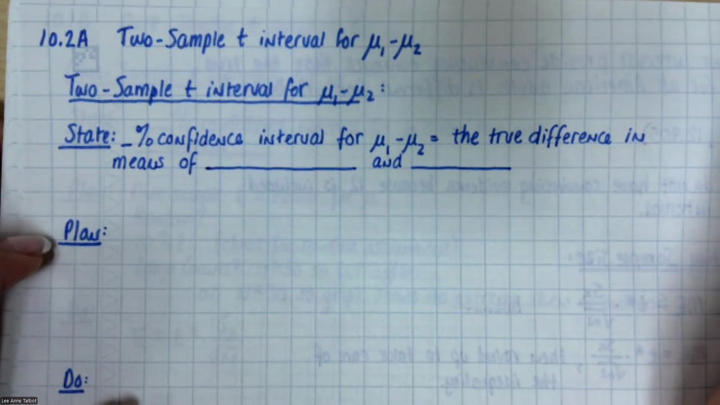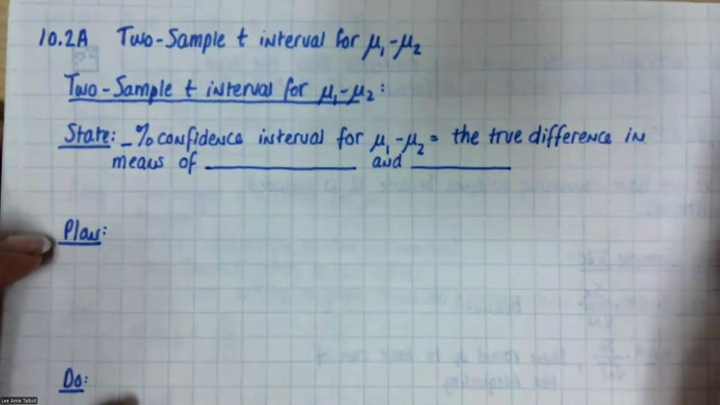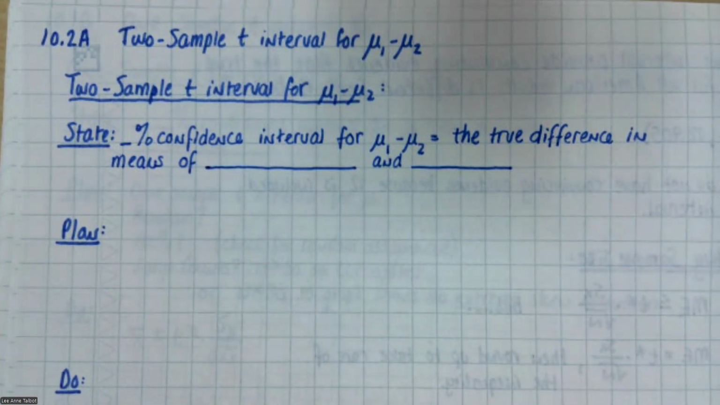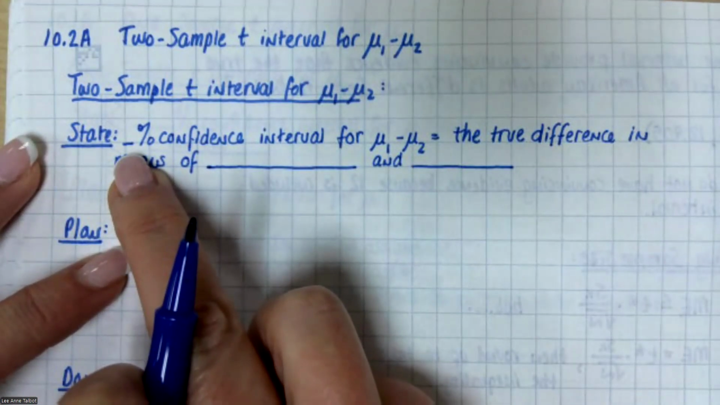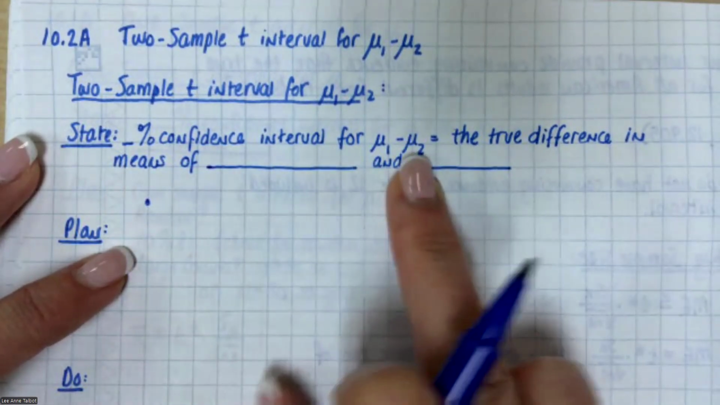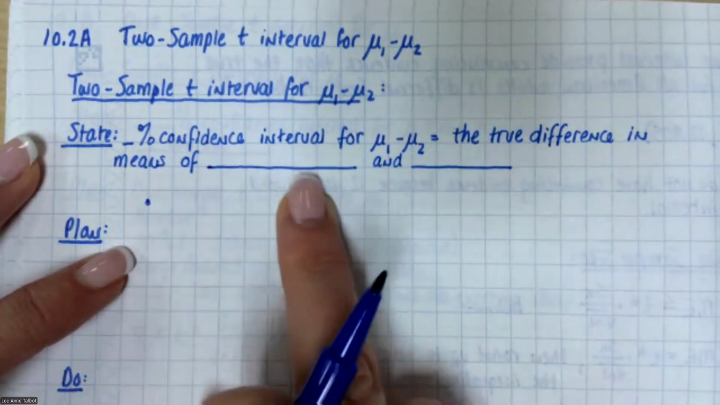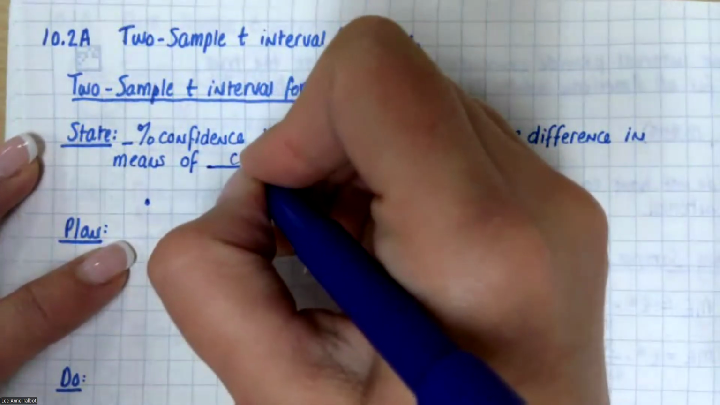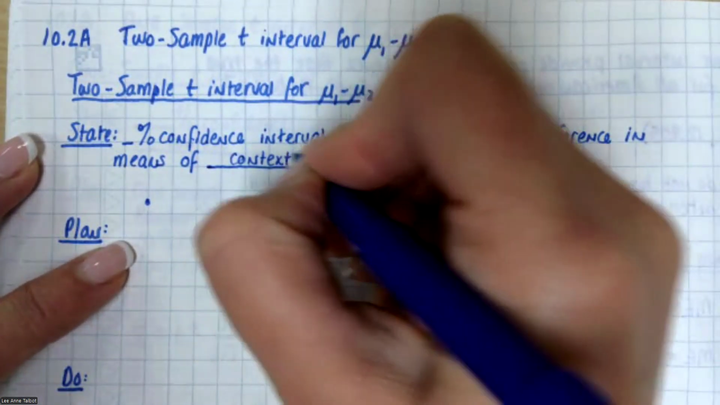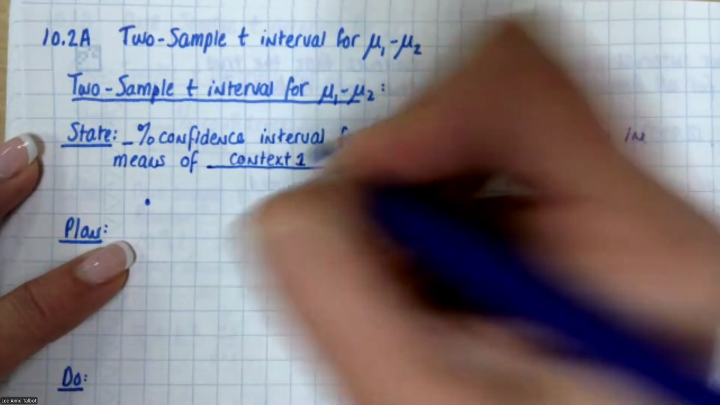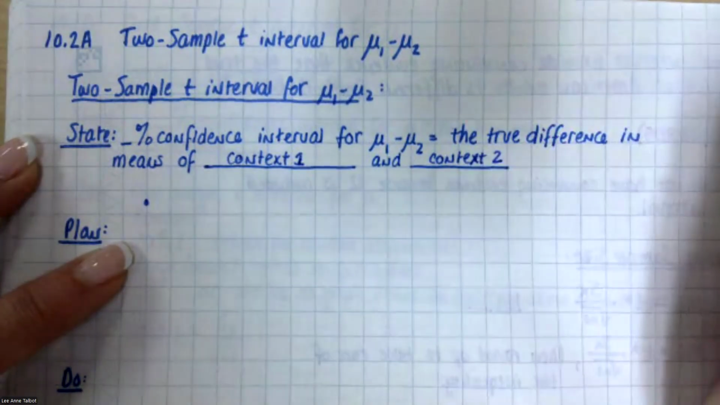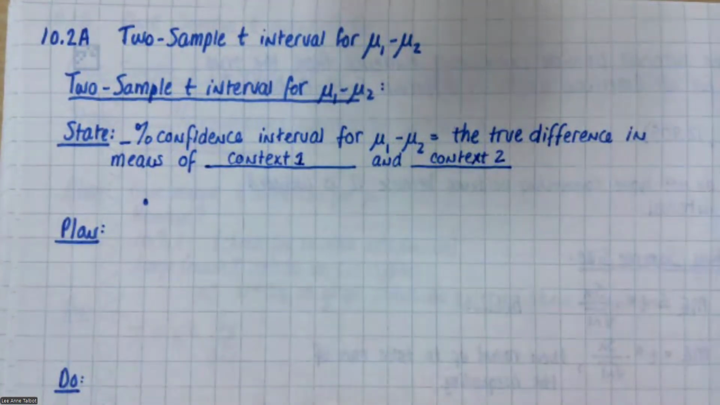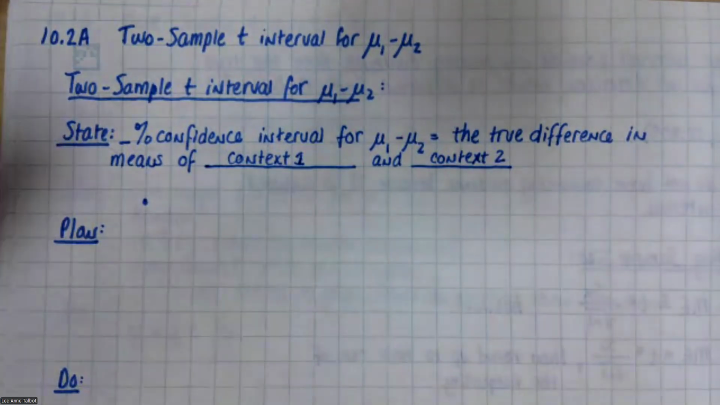I have so many lines there, but I do want to add one more thing. So we're going to make a note to ourselves here. So something percent confidence interval for mu1 minus mu2 equals the true difference in means of some kind of context. Let's say context 1 and context 2. And it's basically like what you're subtracting. So I want to make a note here.